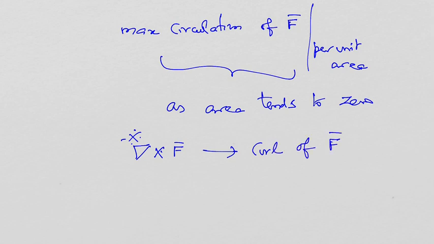Curl indicates the rotational property of a vector field. If the curl of a vector is 0, then the vector field is irrotational. In any case, if you identify del cross F is equal to 0, it indicates that F is irrotational.